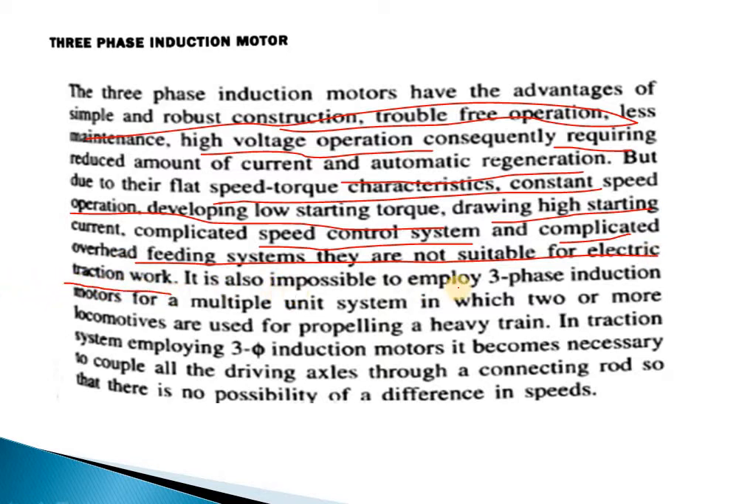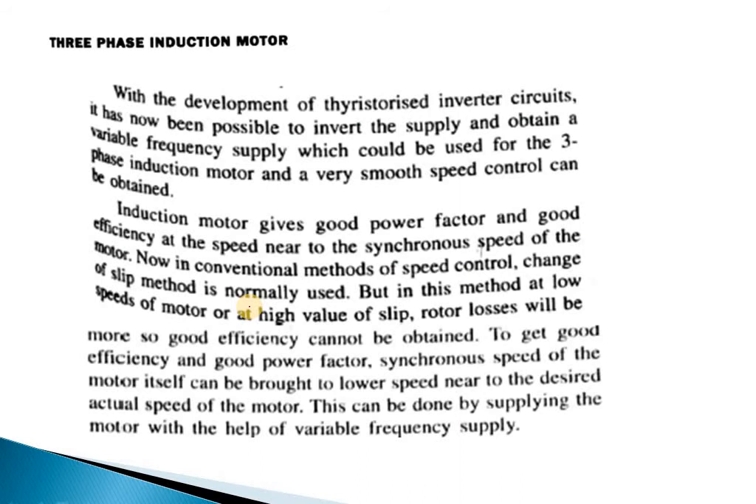It is also impossible to employ three-phase induction motors in a multiple unit system in which two or more locomotives are used for propelling a heavy train. In a traction system employing three-phase induction motors, it becomes necessary to couple all the driving axles through a connecting rod so that there is no possibility of difference in speed. With the development of thyristor inverter circuits, it has now been possible to invert the supply and obtain a variable frequency supply, which can be used for the three-phase induction motor with very smooth speed control.